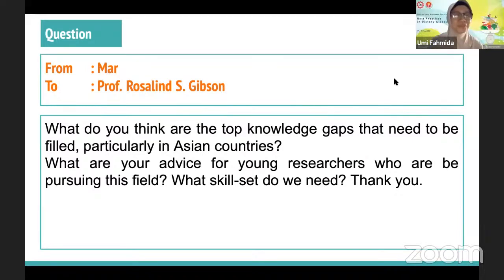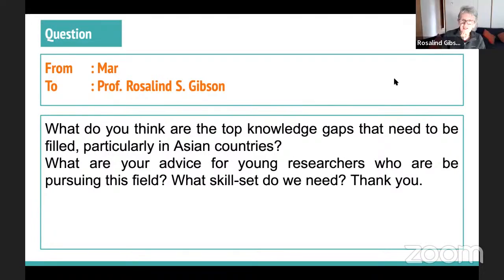Thanks for the advice, Prof. Gibson. And here I think it's a general comment and advice from you as an expert in this area. This question is from Mark: what do you think are the top knowledge gaps that need to be filled, particularly in Asian countries? What is your advice for the young researchers who are pursuing this field? What kind of skill set do we need? This is particularly in relation to dietary assessment.